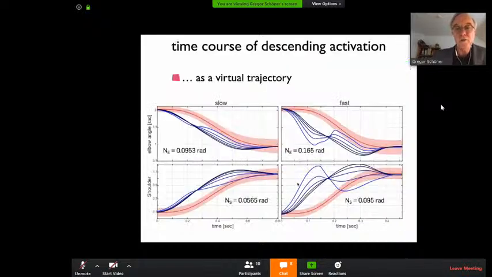Here's a different way of looking at that. Here we transform the descending command back into something like a lambda, a virtual trajectory for the two joint angles. The red line is the real joint angle in the slow case for shoulder and elbow, and in the fast case, these red bars reflect something about variability. And what you see in these different curves from black to blue are different estimates of the underlying virtual trajectory. So if we transform the descending activation into an equilibrium length, actually equilibrium joint angle, with two muscles always converging on a joint, then we get these different virtual trajectories.